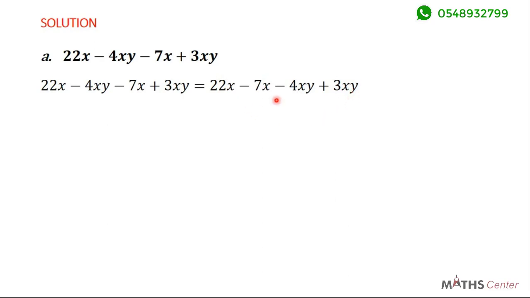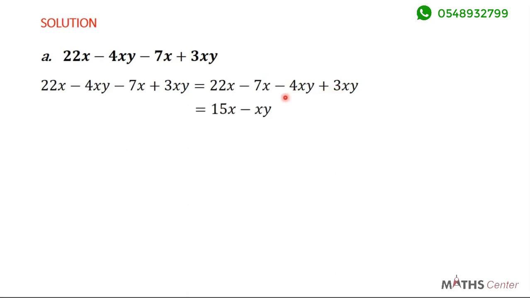After we've grouped the like terms like this, the next step is to add or subtract the coefficients. In the first instance, we have 22s minus 7s, so you are going to subtract 7 from 22. In the second instance, we have minus 4sy plus 3sy. Once again, we are adding the coefficients, so we are going to get minus 4 plus 3.